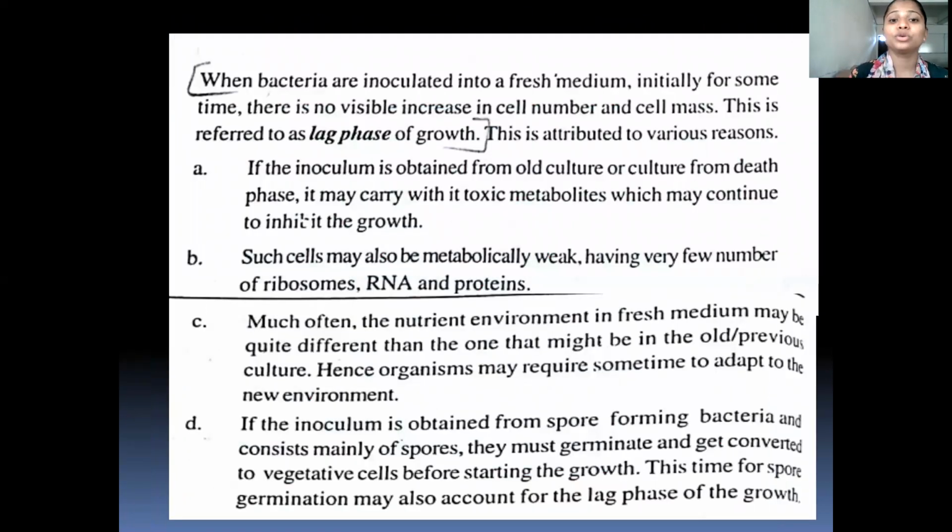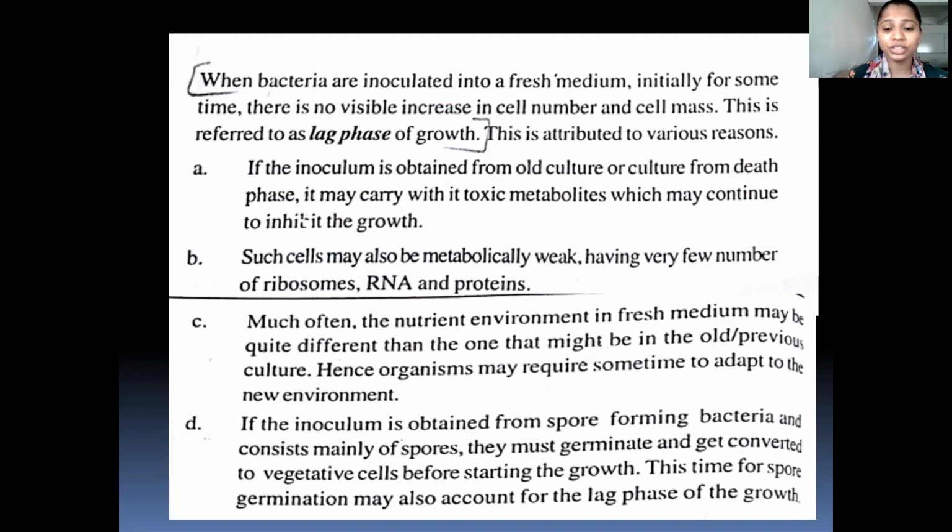When bacteria are inoculated in fresh medium, initially for some time there is no visible increase in cell number and cell mass. This is referred to as the lag phase of growth. This is attributed to various reasons. First, if the inoculum is obtained from an old culture or a culture from the death phase, it may carry toxic metabolites which may continue to inhibit growth. Such cells may also be metabolically weak, having very few ribosomes, RNA, and proteins.